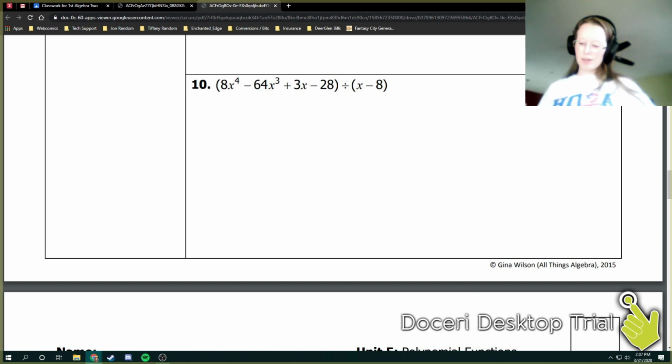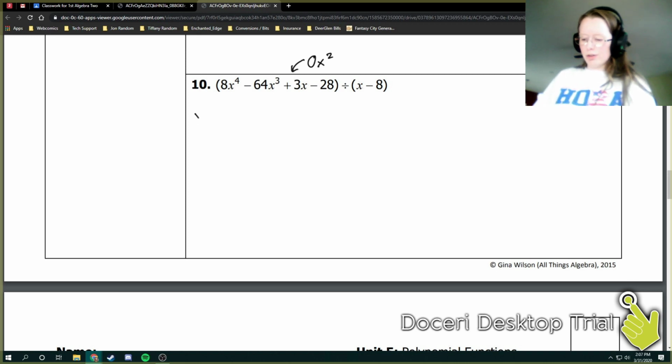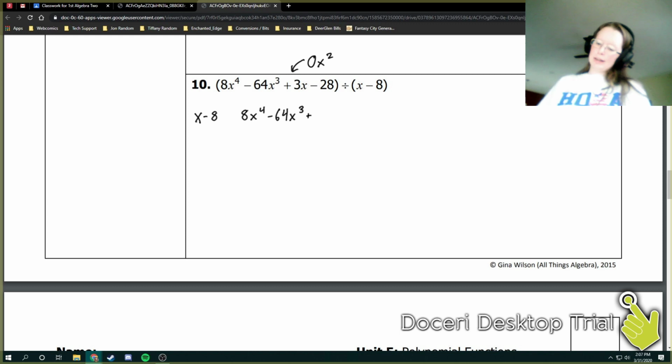Alright, let's see. What are we missing on this one? Again, it seems like we're missing the x squared term. It's not always the power of 2. That's missing, and there could be more than one. It could be quite equal. But it's not that big of a deal, you just write it in. So x minus 8, 8x to the 4th minus 64x cubed, plus 0x squared, plus 3x minus 28.